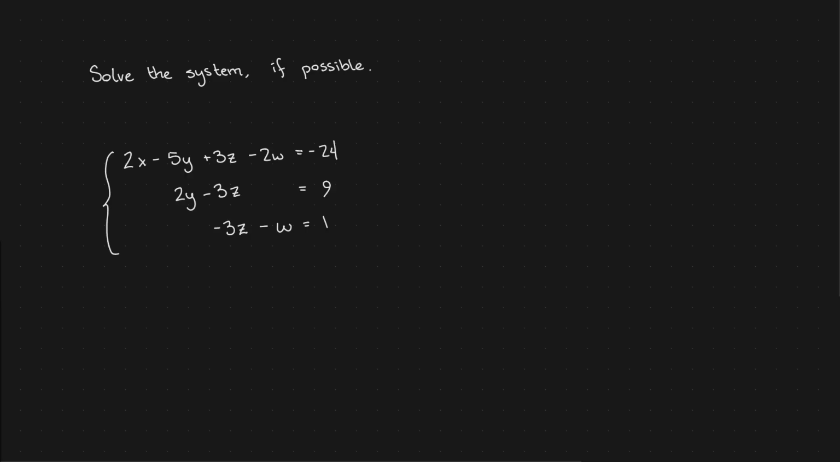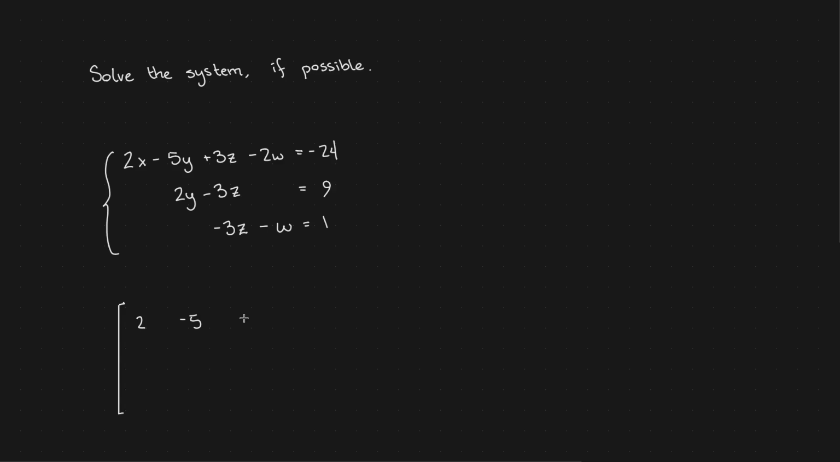Let's take a look at yet another example. We again want to solve the system of equations if we can. So let's translate the system to an augmented matrix. My first row in the matrix corresponds to the numbers in the first row in the equation.